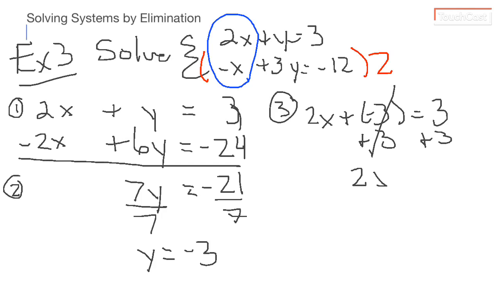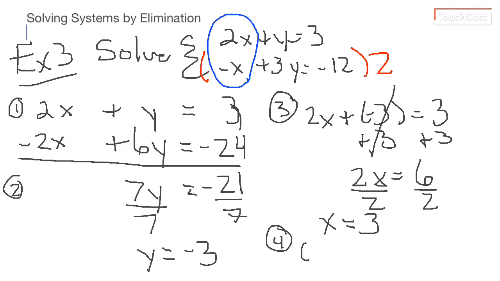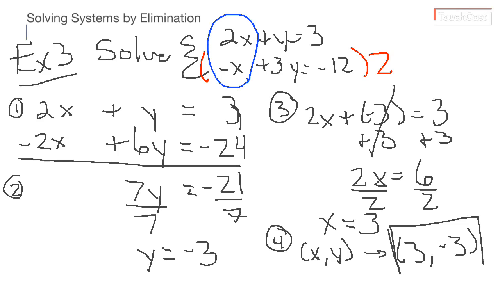So I'm going to have 2x equals 6, because 3 plus 3 is 6. Then I'm going to divide both sides by 2, and we're going to find that x is equal to 3. Well, step 4, we need to write our answer as an ordered pair in xy. In step 3, we found our x was 3, and in step 2, we found our y was negative 3. So we've got our ordered pair.